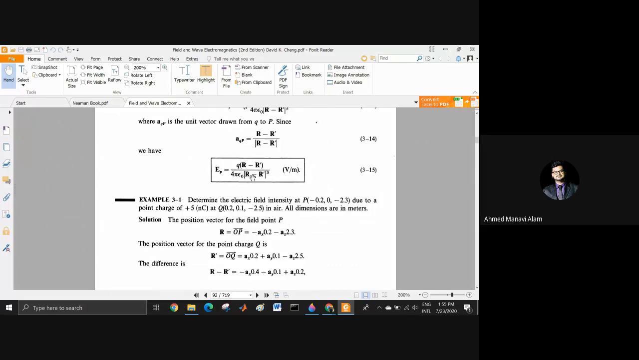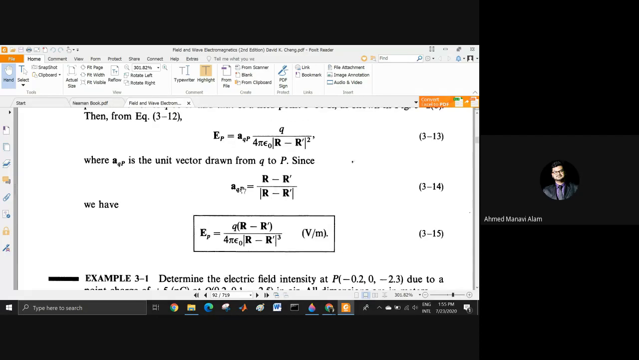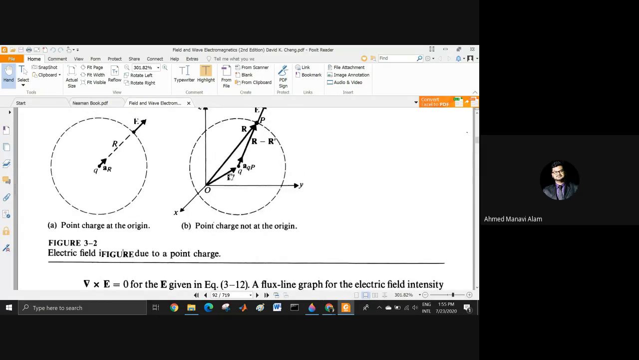So this is my formula. I have to use this formula in order to find the value of the electric field intensity. Now first I need to find the vector R. What is vector R? Vector R means OP.